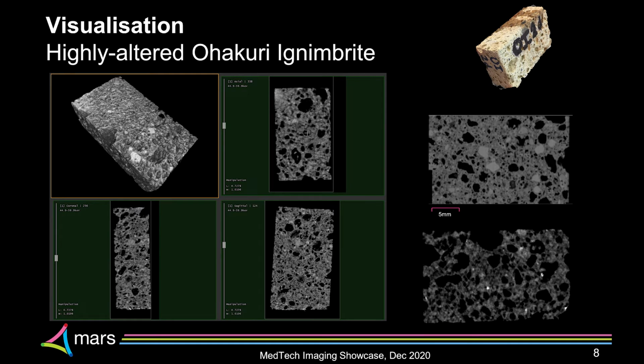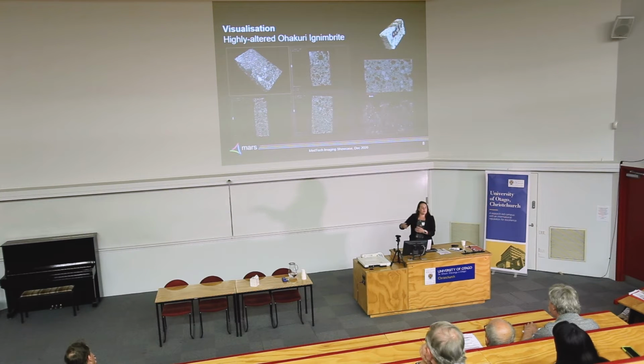The next is the Ignimbrite, and the image on the top is a scanning electron microscope image in 2D, and below we're slicing through the axial views of a Mars image, and you can see that these pores and the image quality are definitely comparable.